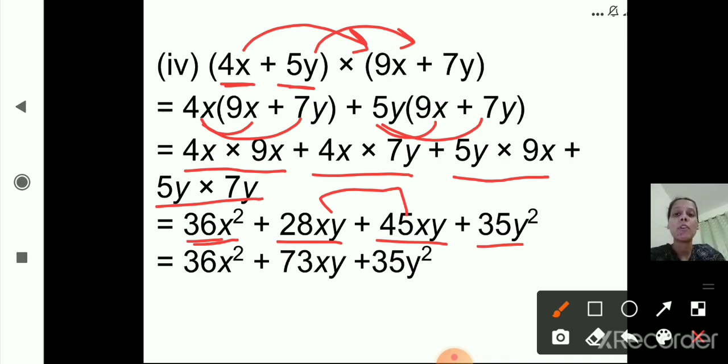Now this 28xy and 45xy are like terms, so we will add them. So 28 plus 45 is 73 and the xy variables as it is. And the first term we write down as it is, 36x square, and 35y square as it is. Only like terms we will add here in the second last step. So this is the fourth question.